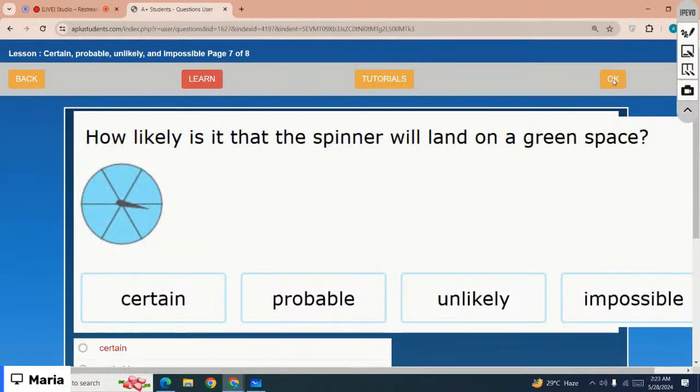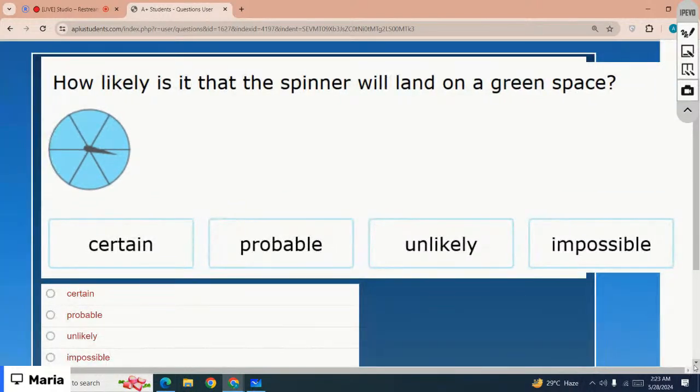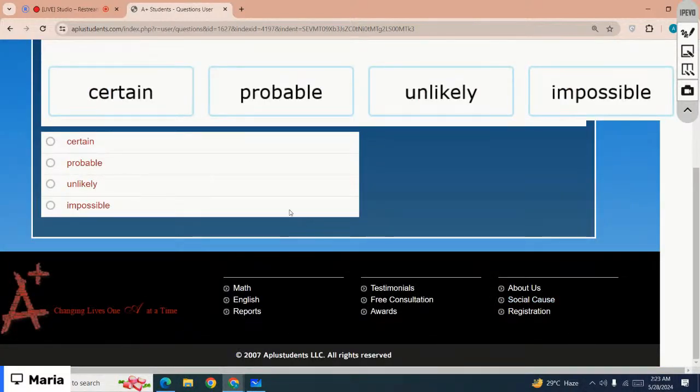How likely is it that the spinner will land on a green space? So which is the correct option? The correct option is impossible.